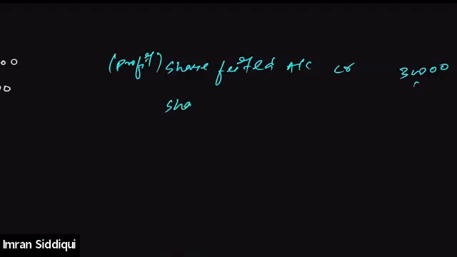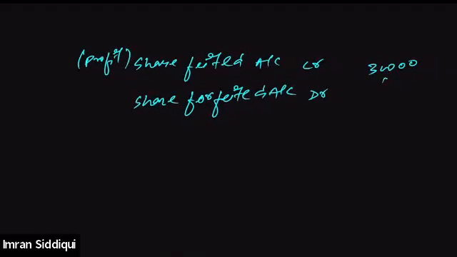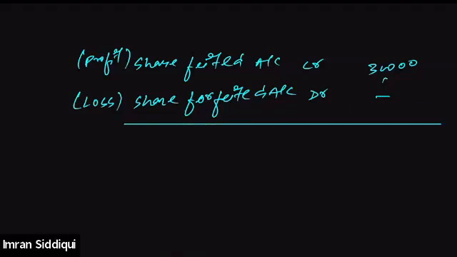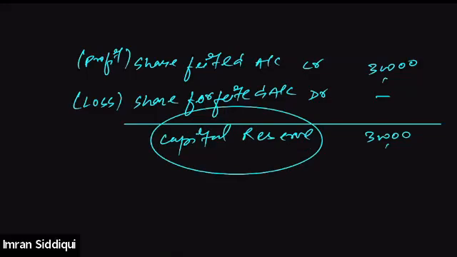And if there is a share forfeited account debit balance, let's suppose there would have been any balance, then that would have been considered as a loss. And this profit is adjusted with the loss, and the remaining amount is later transferred to the capital reserve account. Now the question arises, since there is no debit balance of the share forfeited account, can we just transfer the entire amount to the capital reserve account? The answer is no. We cannot transfer the entire amount to the capital reserve account.